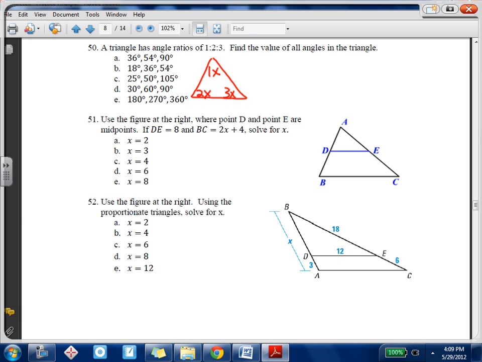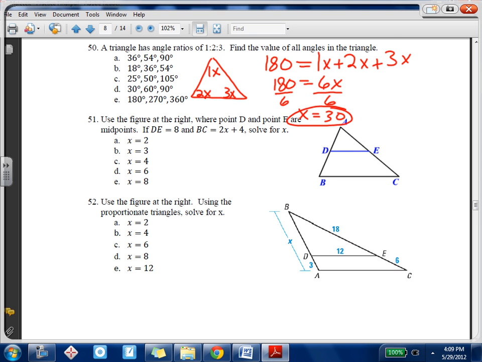From this point, we know that there are 180 degrees in the triangle. So 180 has to equal all the measures inside. So it will be 1x plus 2x plus 3x. We can combine our like terms since they're on the same side of the equation. 1 plus 2 plus 3 is 6, so I get 6x. Divide both sides by 6, and I get x equals 30. Now, if you look over at your answers, that's not the choice.